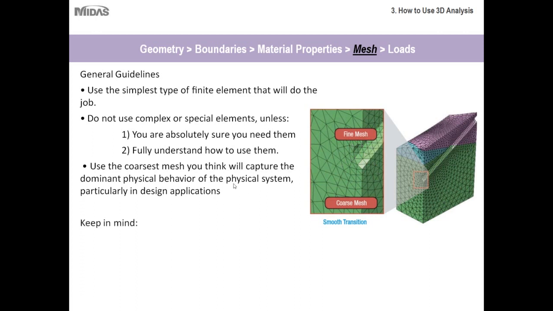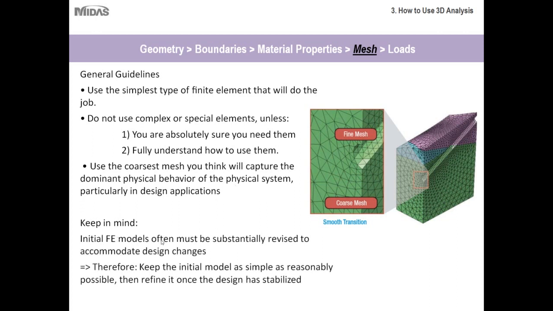Okay, some other things to keep in mind. Initial finite element models often must be substantially revised to accommodate design changes. So when you're creating your first model for your project, it's always a good rule of thumb to keep it simple. I'm sure you're all familiar with this process: later on as a project develops and you get more information, certain things need to be changed or added. In this case, your model will be changing as you draw closer to your deadline. So keep your model simple at the beginning, and then later on, as you receive more information about the project, make it more detailed. That's another important thing to keep in mind.